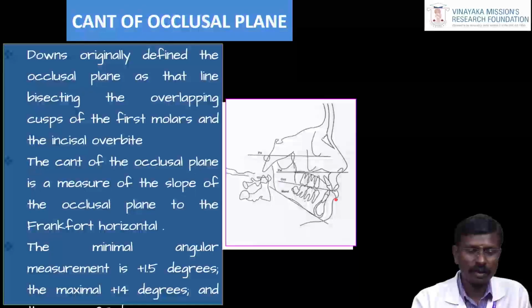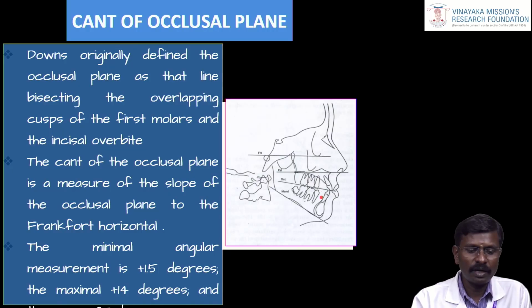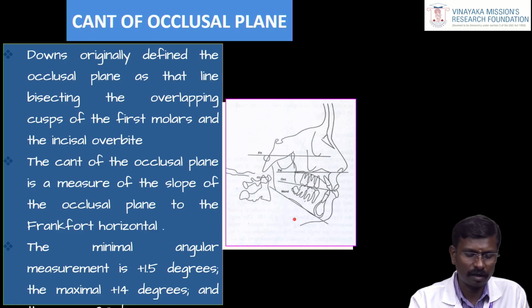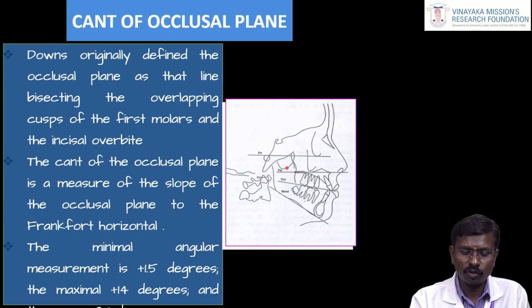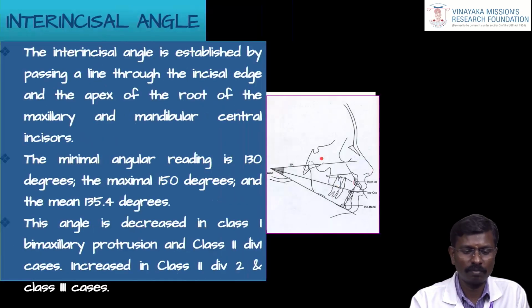The cant of the occlusal plane. Downs originally defined the occlusal plane as the line bisecting the overlapping cusps of the first molar and the incisal overbite. The cant of the occlusal plane is a measure of the slope of the occlusal plane to the Frankfurt horizontal plane. The minimal angular measurement is 1.5 degrees and the maximum is plus 14 degrees. If it is increased, it shows a steep occlusal plane. If it is less, it shows a flat occlusal plane.